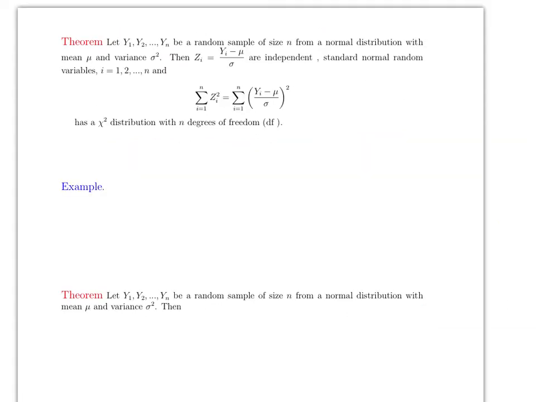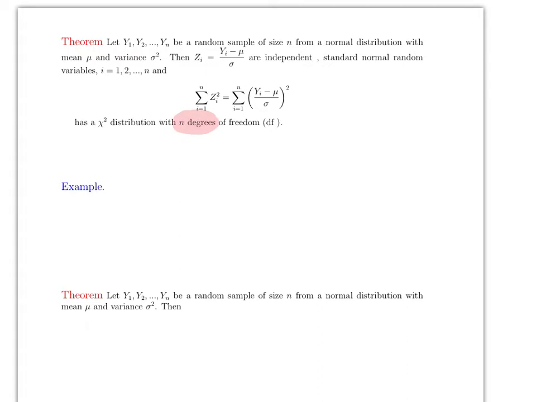Alright, so let's look to the next part. The following theorem says the following. We have the same assumption: y1 to yn are randomly distributed normal variables with mean mu and variance sigma squared. We already know that these are standard normal. So this is a new thing. If you square these values, then this will have a chi-square distribution with n degrees of freedom. So make sure you keep track of the degrees of freedom.